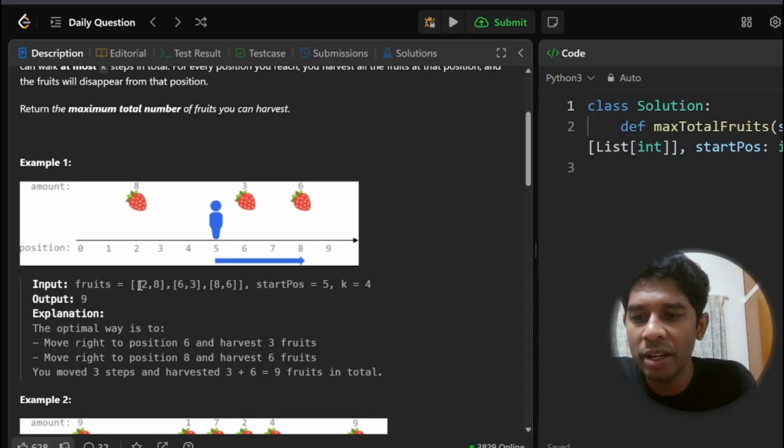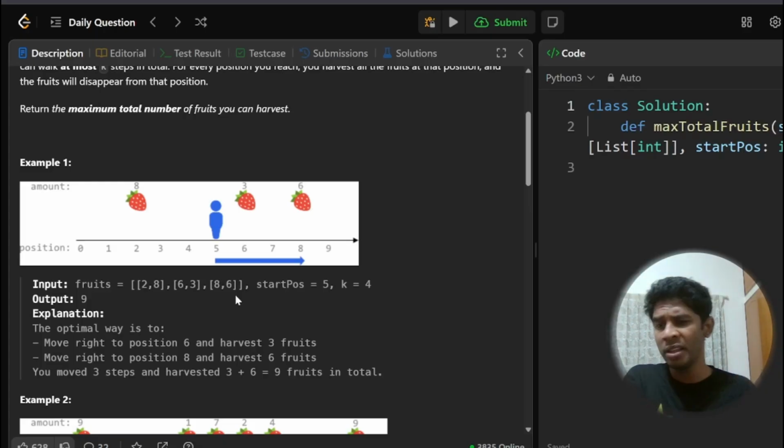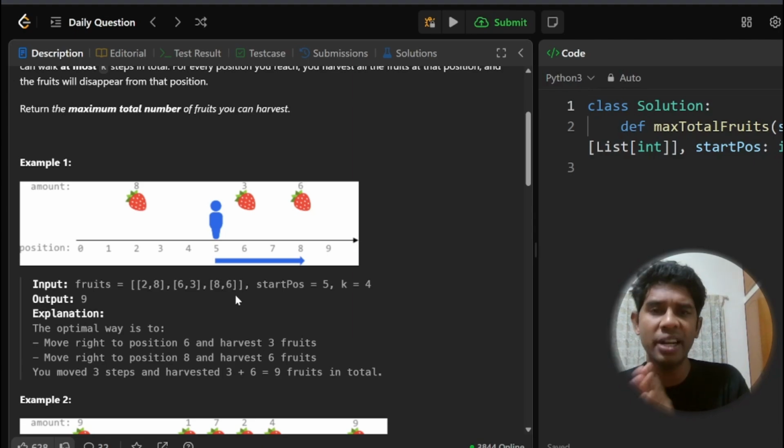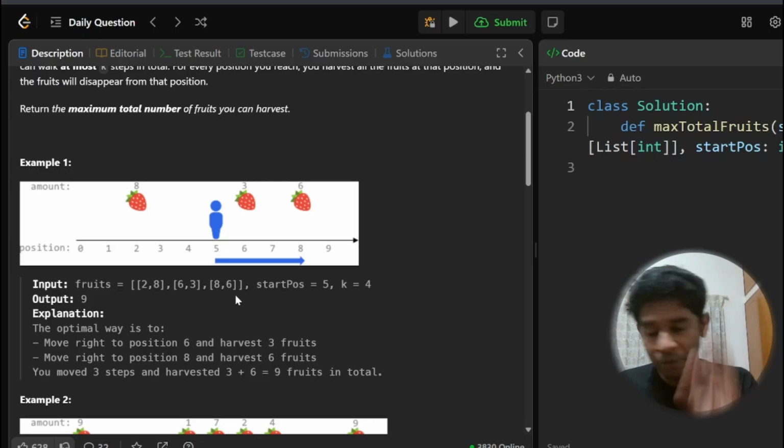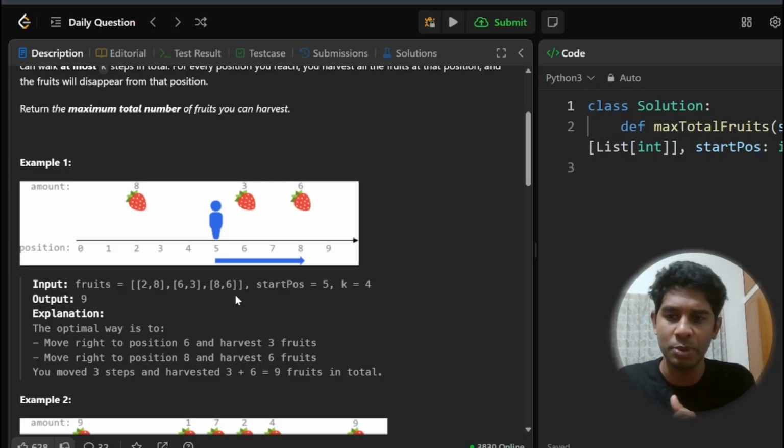For example, here we have in this 2D list 2, 8. What this means is there are fruits at the position 2 in this number line, and there are 8 quantities of this fruit. And 6, 3 means in the position 6 there are fruits and there are 3 quantities of that fruit, and so on and so forth. There's a final variable k which tells me the maximum amount of steps that I can take on this number line, and the final question here is, how many maximum fruits can I collect from this number line within k steps, or with at most k steps, right?